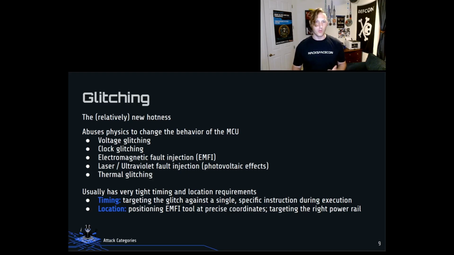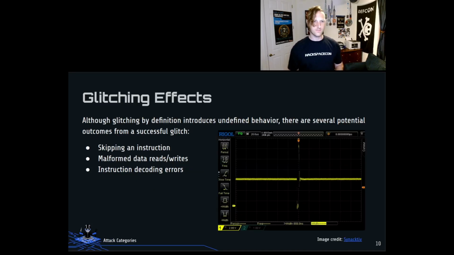By timing, I mean we are targeting the glitch against a single specific instruction during the execution of the firmware. And that is really tight timing, especially at some higher clock speeds. And when I say location, when we're looking at electromagnetic fault injection specifically, that tool needs precise coordinates on the chip, X, Y, and Z axes. And you also need to make sure that you're targeting the correct power rail when you're doing voltage glitching. So you want to make sure you're trying to glitch the right thing with the right technique for the task.